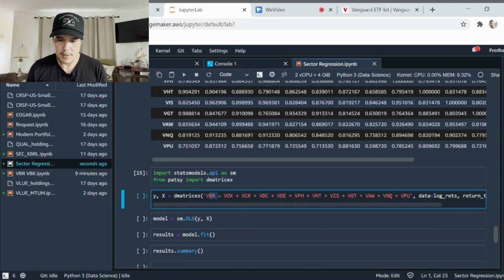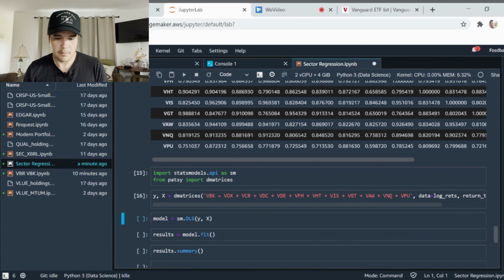So right here, this is very similar to the R programming language. But anyway, let's take a look at VBK first. That's growth, so again, we're hypothesizing growth. What is growth? It's most likely tech. So we're going to see if there's a strong T-stat for the tech sector, which is VGT. We should expect a very large T-stat there, and a very small p-value. All right, cool. So let's put that in.